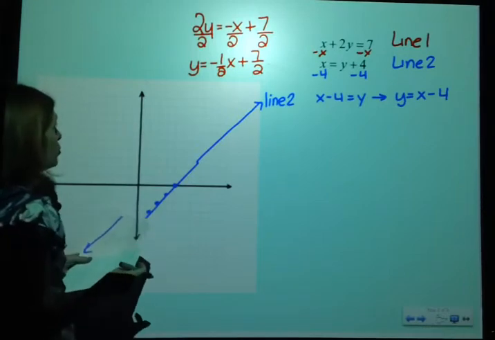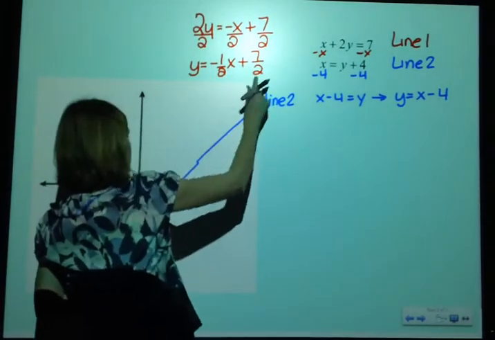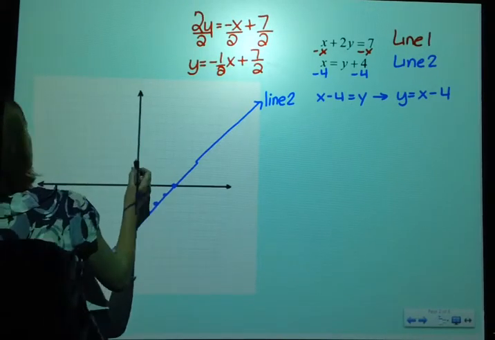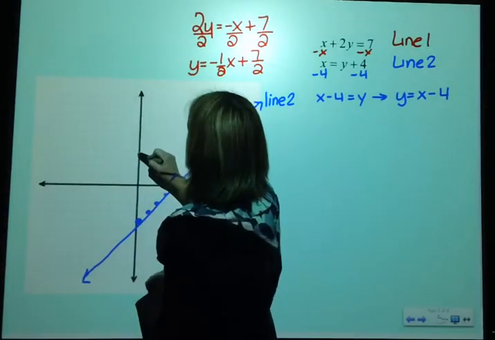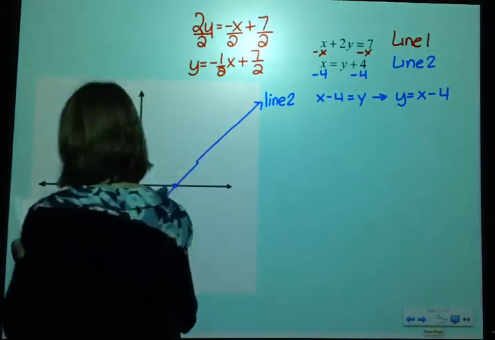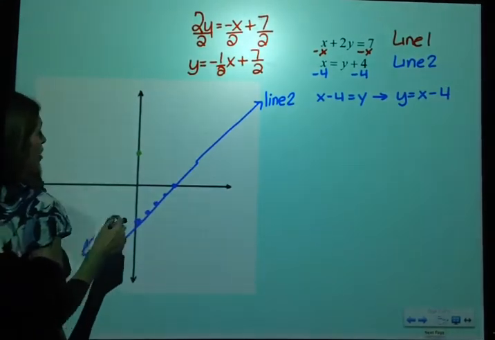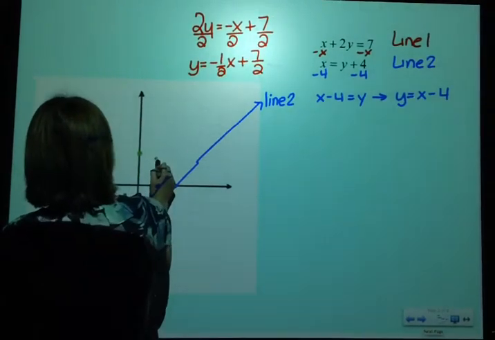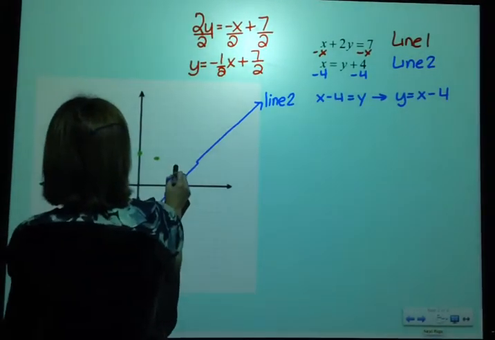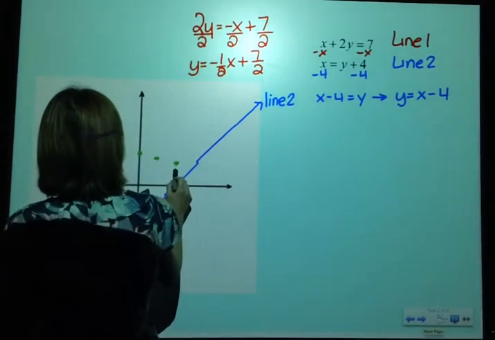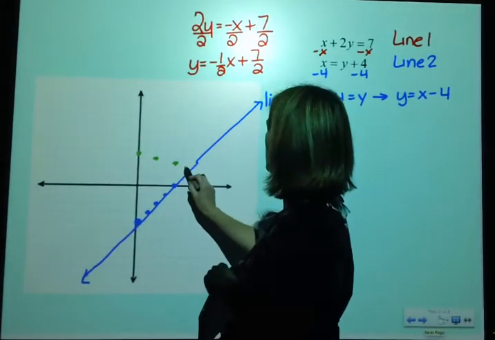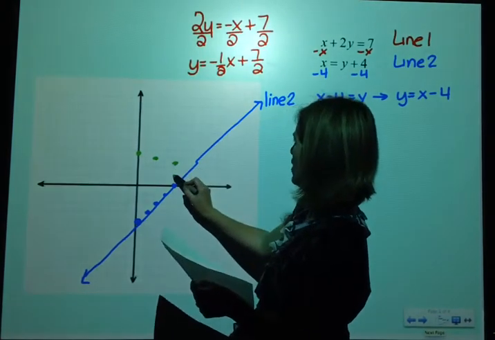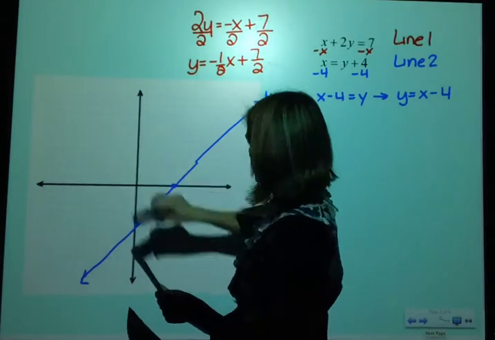All right, so now we go to 7 over 2, which is 3 and a half. So I'm going to go to 3 and a half, so up 1, 2, 3, and then a little bit more, okay? And I'm going to then come down 1 over 2. Wait, I messed up, sorry guys, let me try that again.